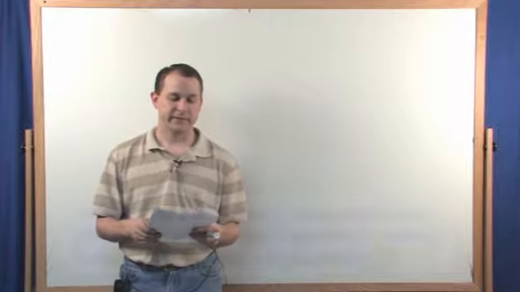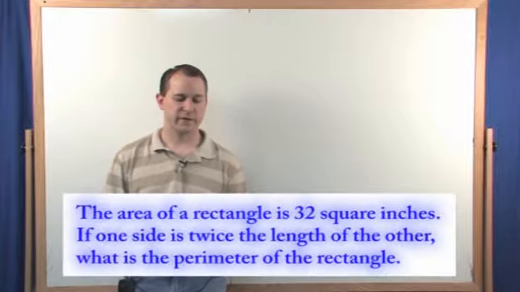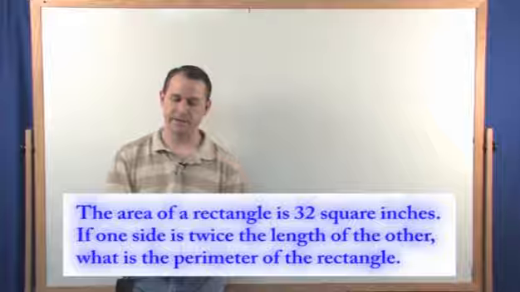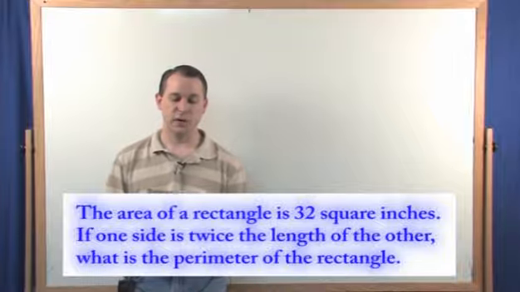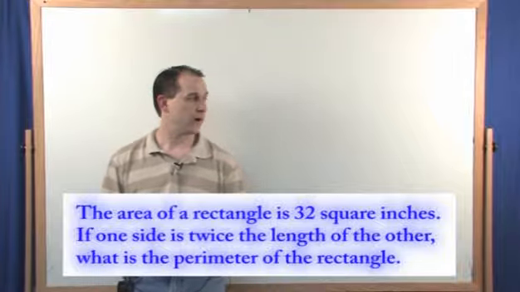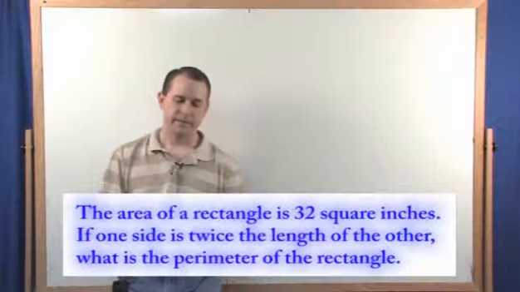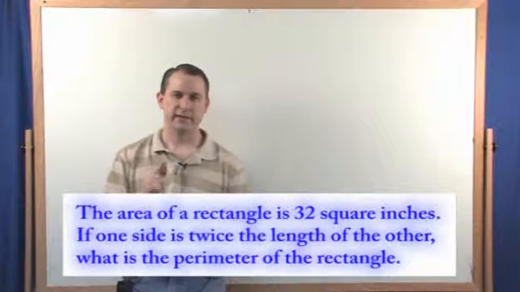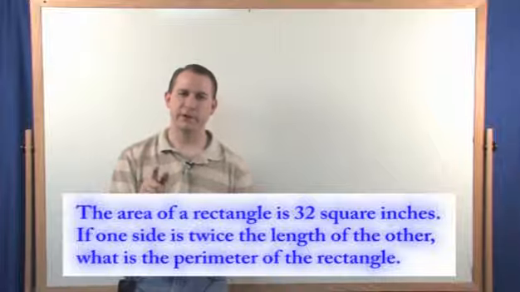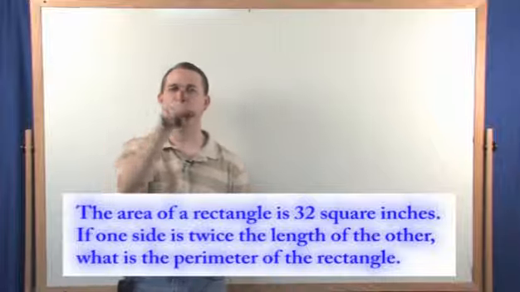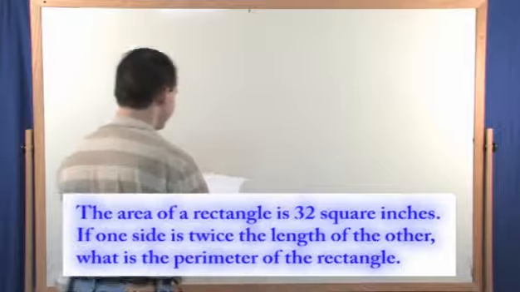Now the next problem says the area of a rectangle is 32 square inches. If one side is twice the length of the other side, what is the perimeter of the rectangle? So I know the area, and I know that one side is twice the length of the other, but I'm trying to find the perimeter, and the perimeter is the distance all the way around the rectangle. So let's do that now.